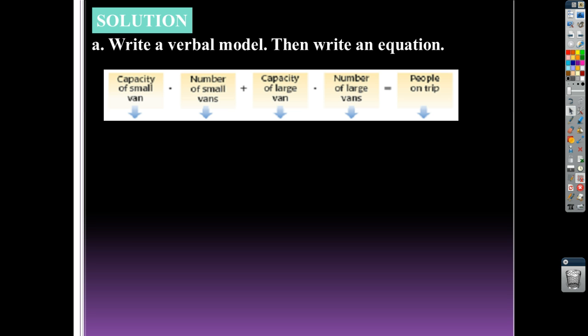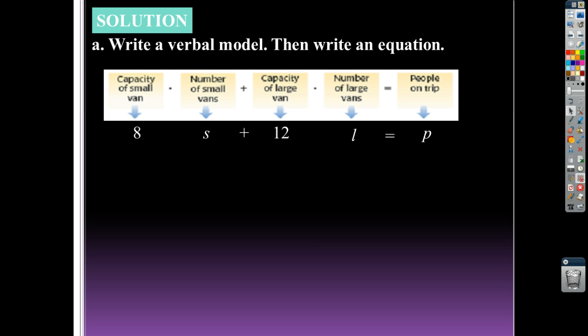Capacity of a small van. Capacity means how many people can fit in it, right? So how many people fit in a small van multiplied by the number of small vans. That's going to tell us all the people that are in the small vans, plus the capacity of a large van multiplied by the number of large vans. That's going to give us all the people that fit into the large vans. And when you add those together, you get all the people on the trip, which should make sense.